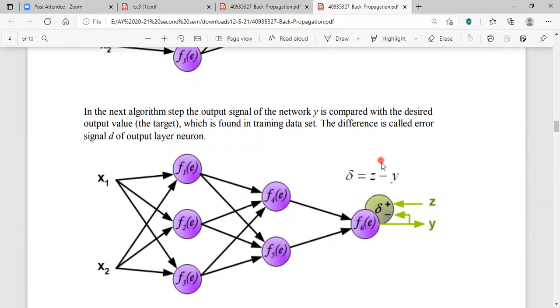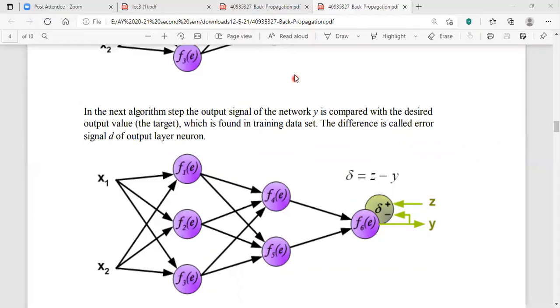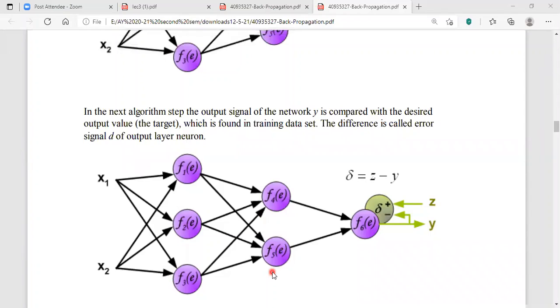D is the error signal, or usually it is indicated with delta. Z is the desired value or your target value. Y is the trained dataset output. So here you need to transmit this error signal to all the layers in your neural network. How it is processed, we can see step by step.